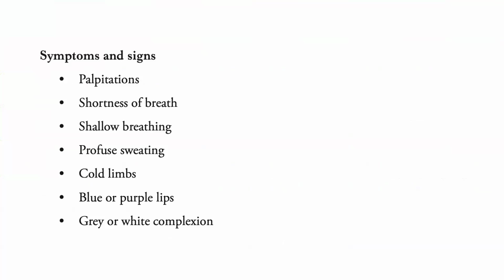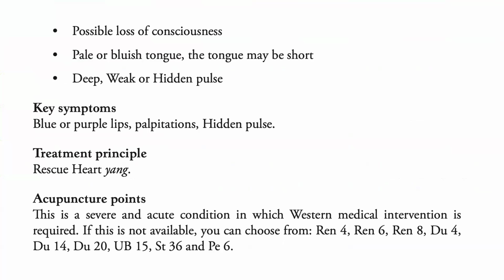Symptoms and signs: palpitations, shortness of breath, shallow breathing, profuse sweating, cold limbs, blue or purple lips, gray or white complexion, possible loss of consciousness, pale or bluish tongue. The pulse may be deep, weak, or hidden. Key symptoms: blue or purple lips, palpitations, and hidden pulse. The treatment principle would be to rescue the heart-yang.